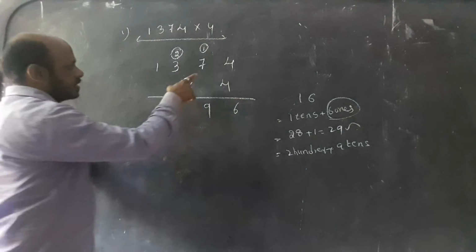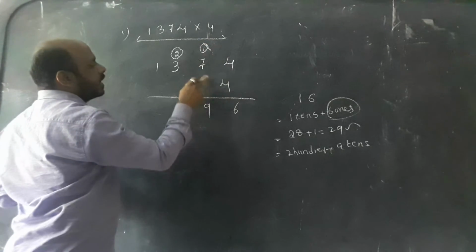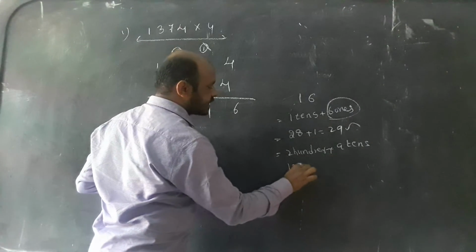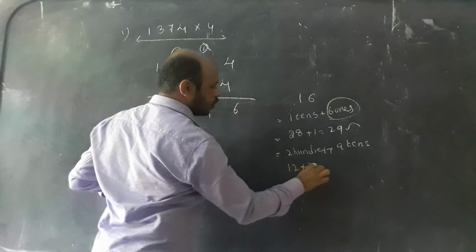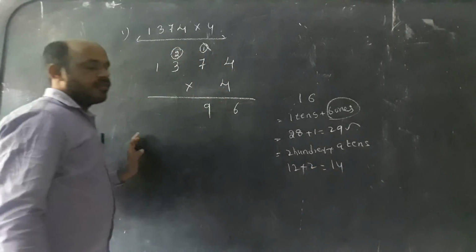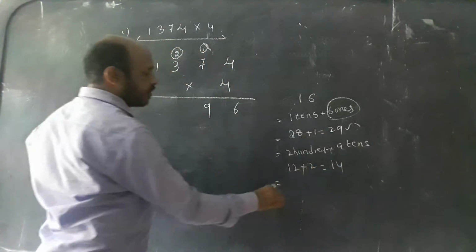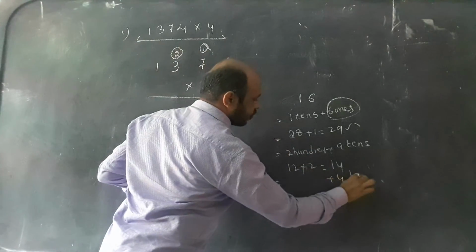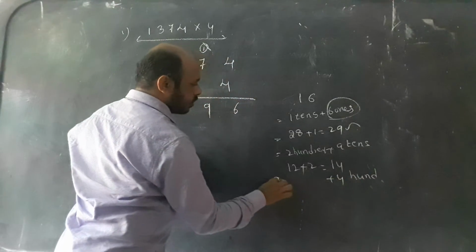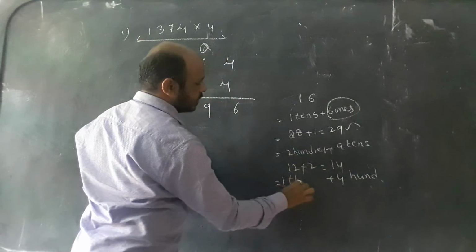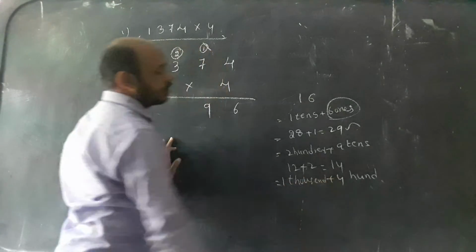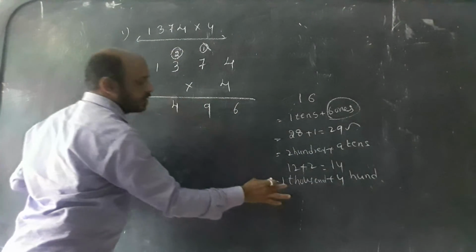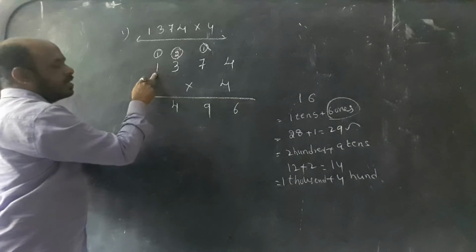Okay, the next one, the tens place is completed. Then 4 3s are 12. 12 plus the carry of 2 is 14. In this 14, which place did we multiply? The hundreds place. So 4 is in the hundreds place and 1 is in the thousands place. We write the 4 in the hundreds place, and the 1 is carried forward to the thousands place.